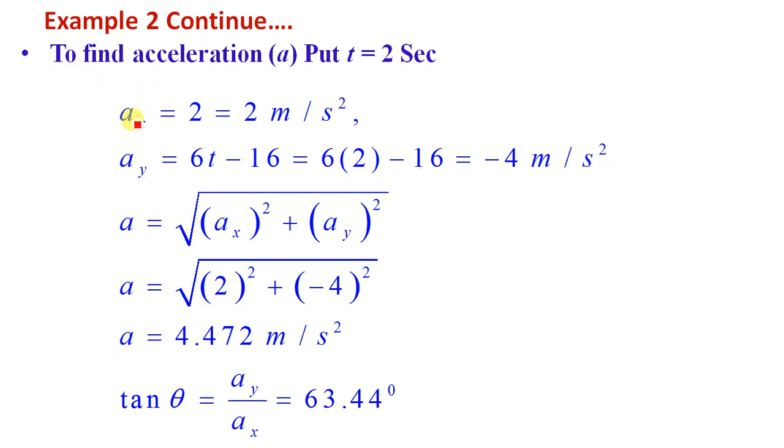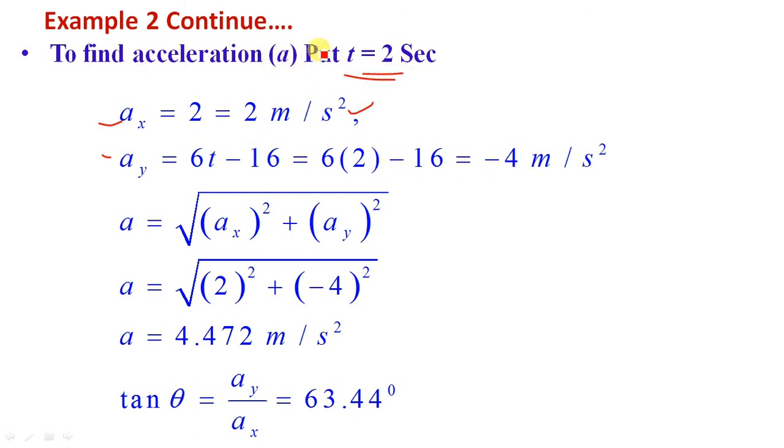Again, differentiating the equations of Vx and Vy to find out the Ax and Ay, you will get Ax is equal to 2 and Ay is equal to 6t minus 16. Now substitute the value of t in Ax and Ay. Here Ax is not a function of t, so Ax is 2 meter per second square itself. Now here substitute t is equal to 4. So you will get, sorry, t is equal to 2.